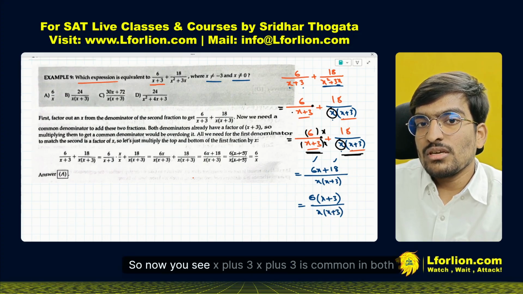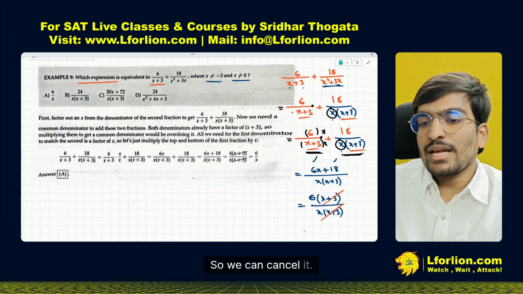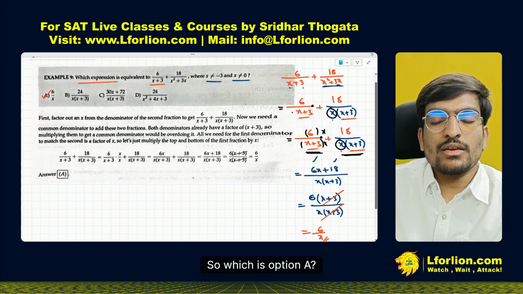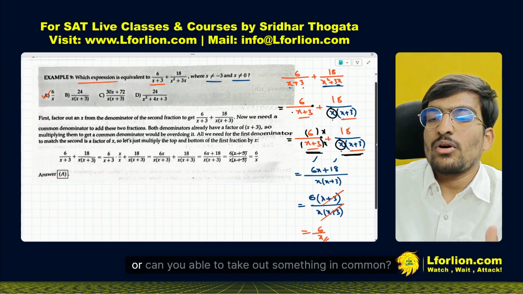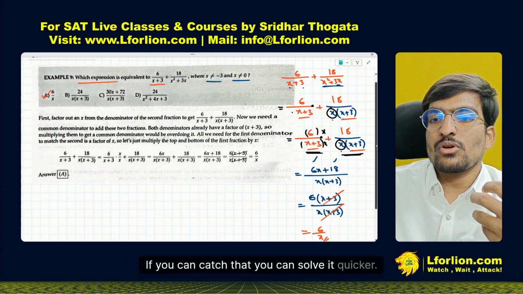So now you see x plus 3 is common in both numerator and denominator, so we can cancel it. So we end up with x by x, which is option A. So try to check, is there anything common available, or can you take out something in common? If you can catch that, you can solve it quicker.